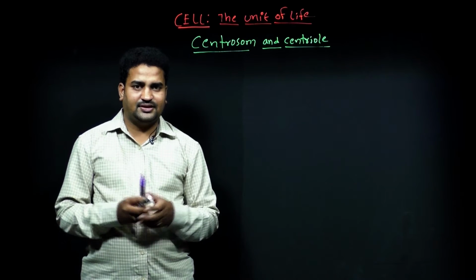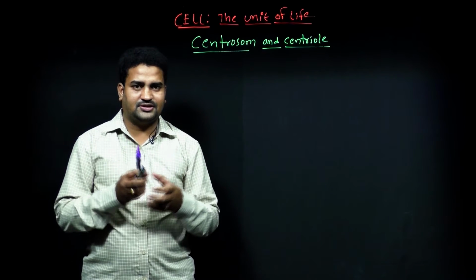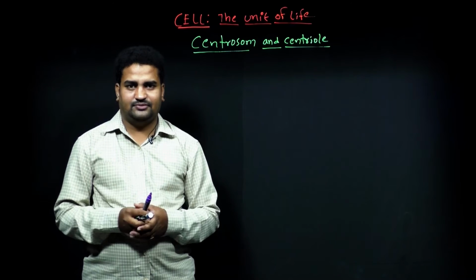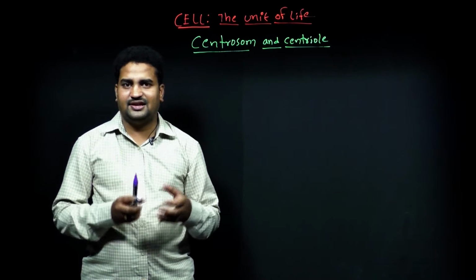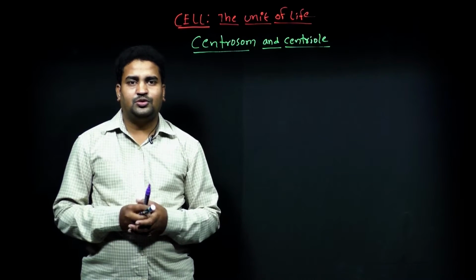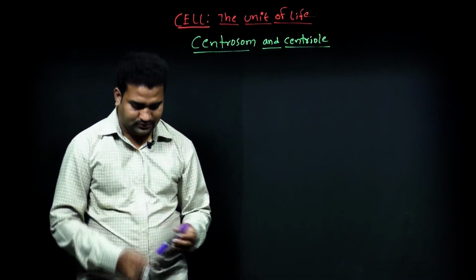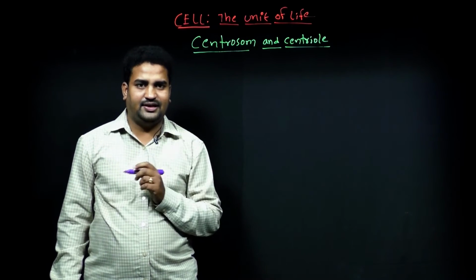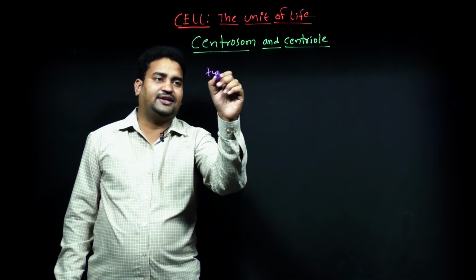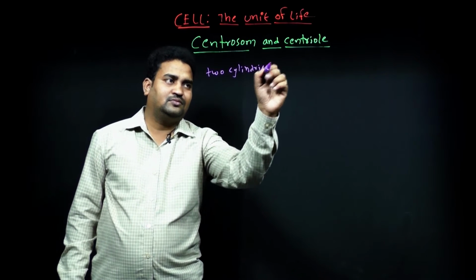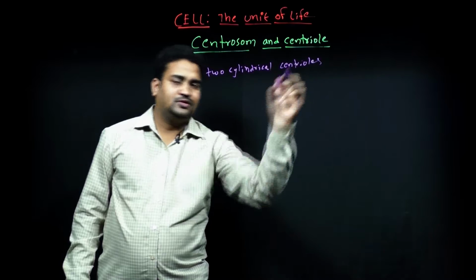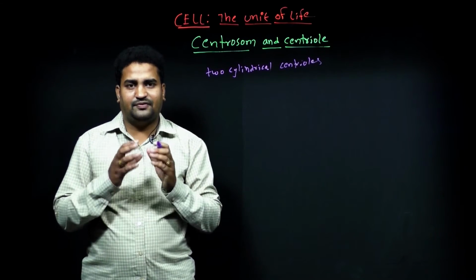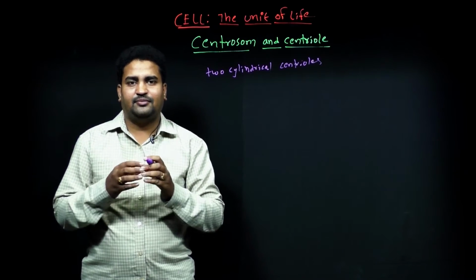Hello students, in this session we are going to discuss centrosome and centrioles. Generally, centrosome is a cell organelle which contains two cylindrical centrioles. These centrioles are covered by amorphous pericentriolar material.